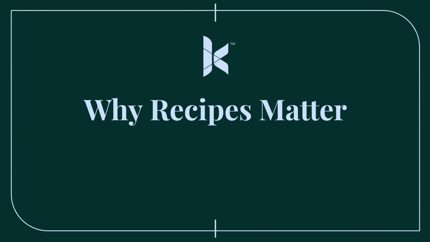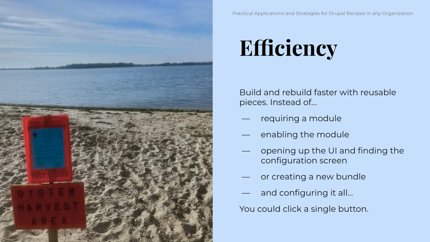So why recipes matter? Efficiency. You can build and rebuild faster with reusable pieces. A normal step would be requiring a module, enabling a module, opening up the UI, finding the configuration screen, or going and creating a new bundle type, or new content type, or new taxonomy vocabulary, and then having to configure it all. So you can do all this now with a click of a button.